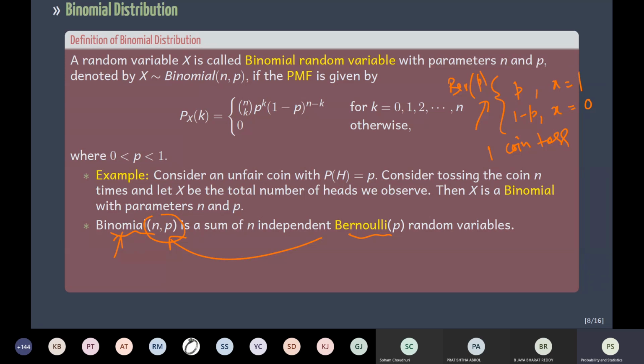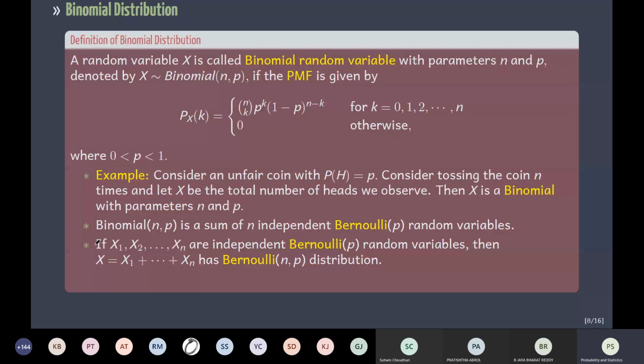Okay, so it is now evident that if x1, x2, ..., xn are independent Bernoulli random variables, then the sum will have a binomial distribution. That is intuitively clear, but we can prove this as well. The proof of this I'm not doing now. Maybe I will post this as an assignment. These are good things for assignments.